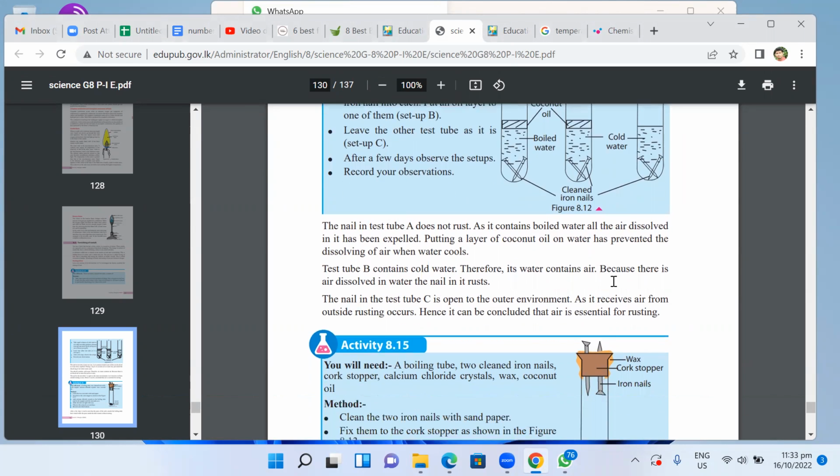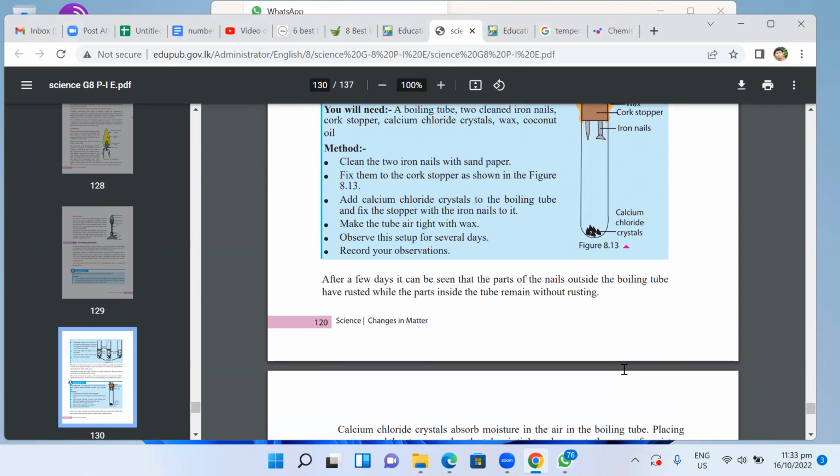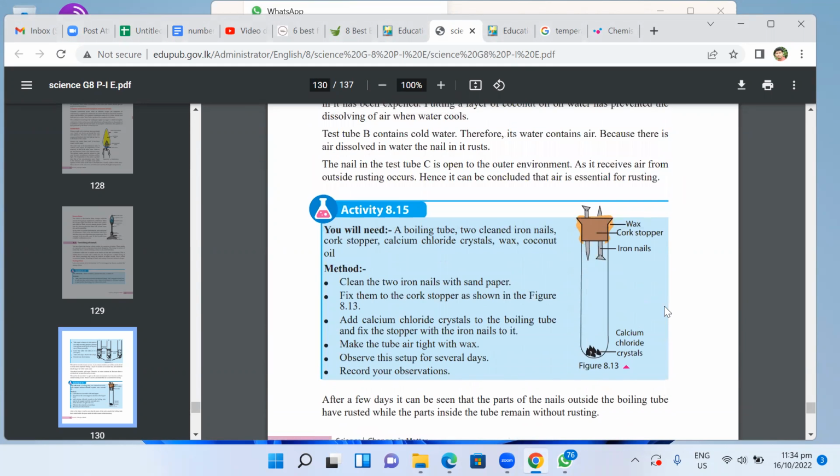The second one. In the second example we are using this. You can see here a wax cork stopper, and iron nails are used here.